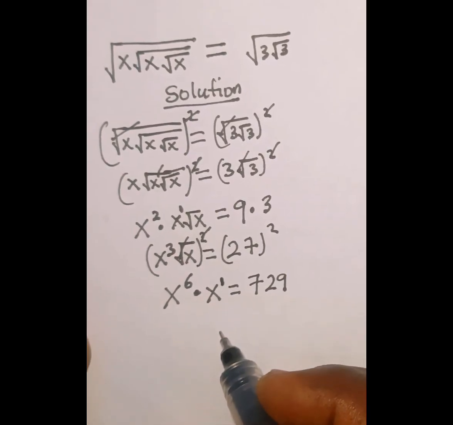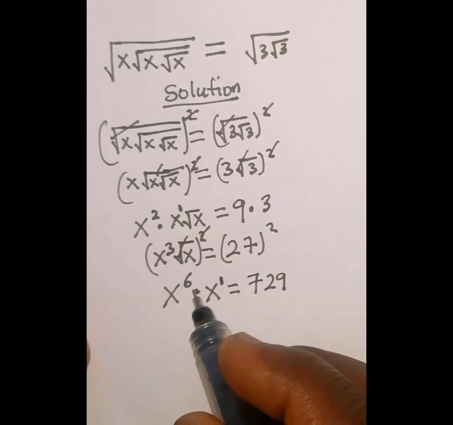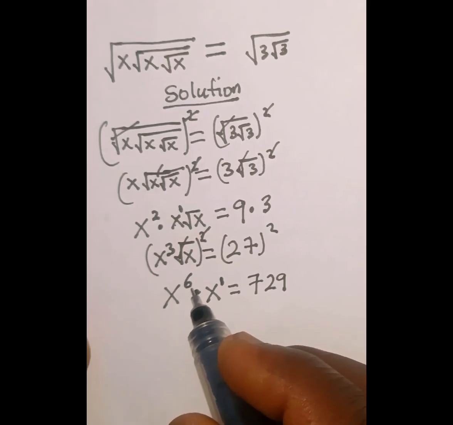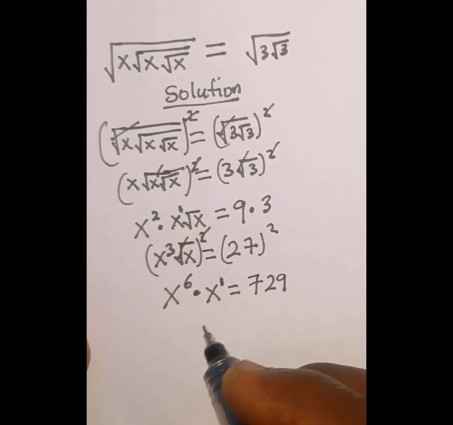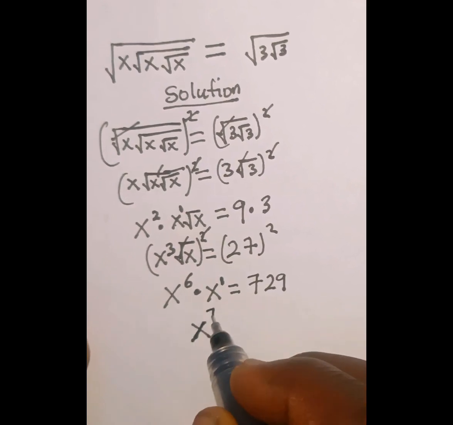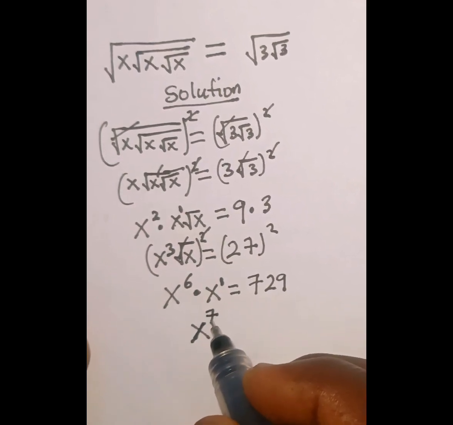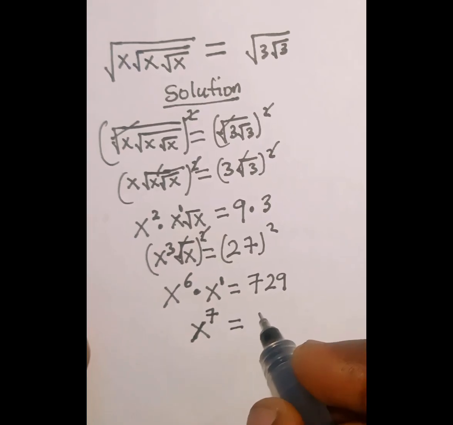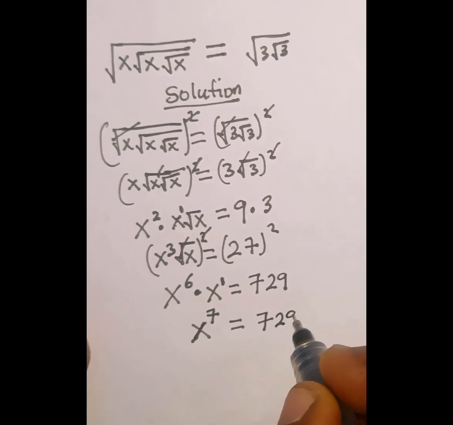Now the next thing we are going to do, as you can see, this x can also be written as x raised to the power of 1, and x multiplied by x raised to the power of 6 multiplied by x raised to the power of 1. So we just write one of the base, which is x, then we add the powers, which is going to give us x to power 7, which is going to be equal to 729.